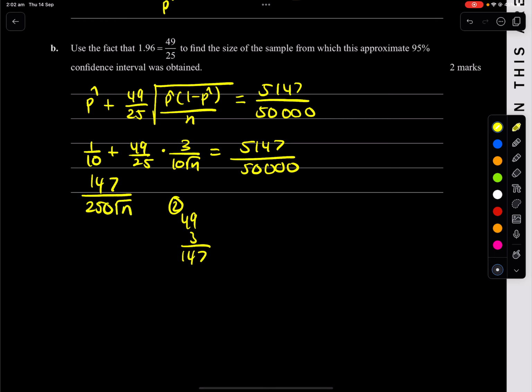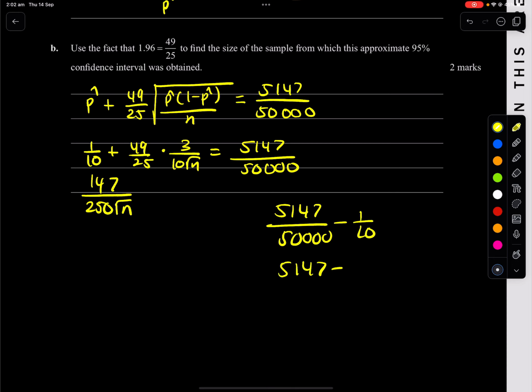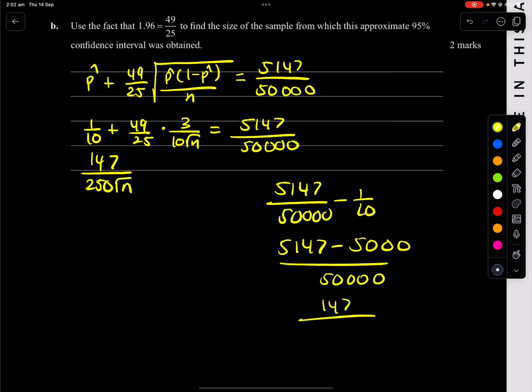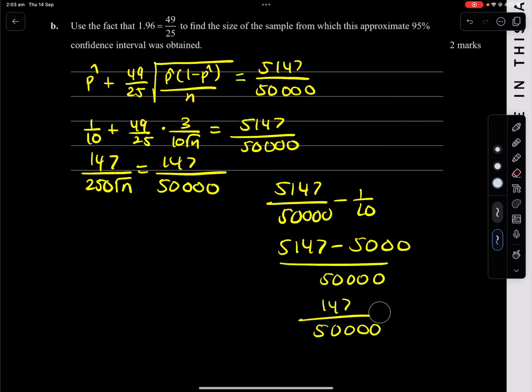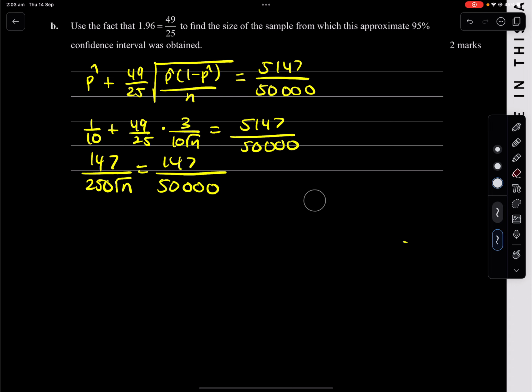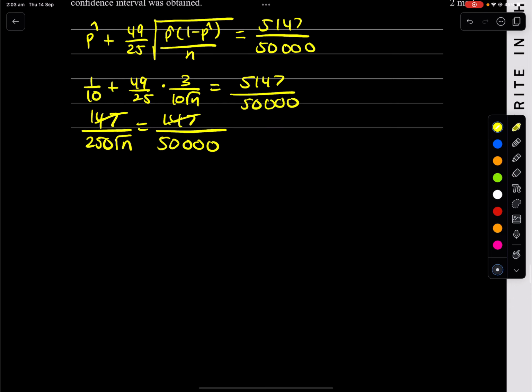250 square root n. Bring that 1 over 10 to the other side, so it's 147 over 50,000 minus 1 on 10. So it'll be 5147 minus 5,000 all over 50,000. That'll be 147 over 50,000. So we can say this is 147 over 50,000. All right. Now, we can cancel those out. So it's just 250 root n over 50,000.